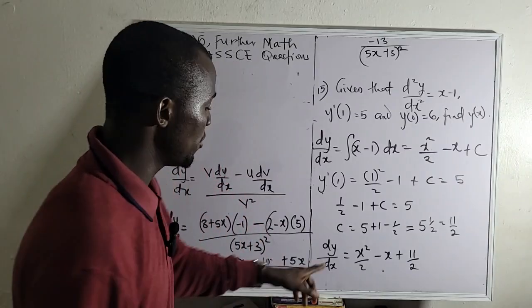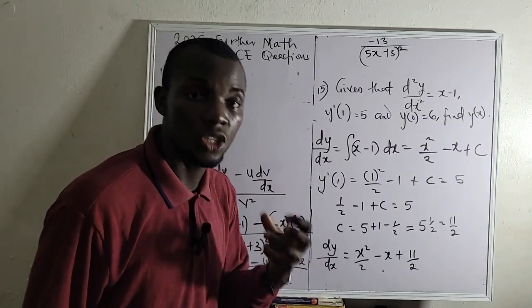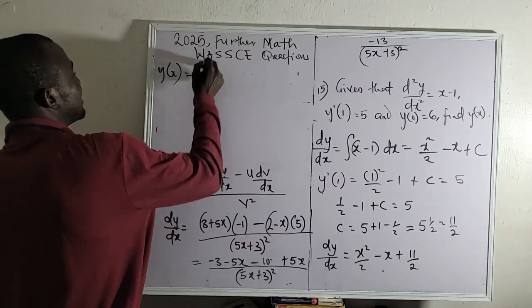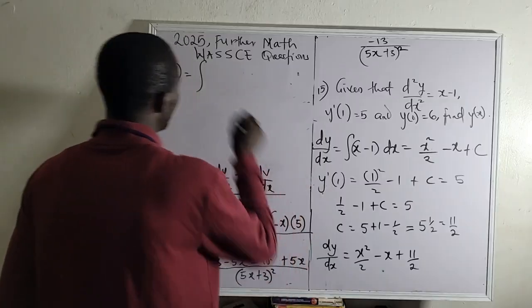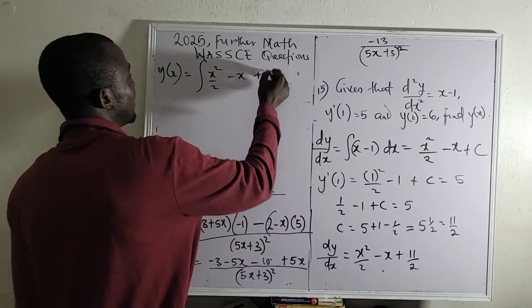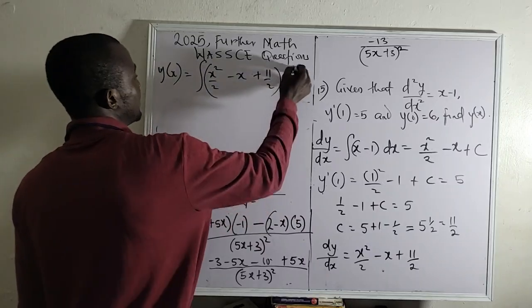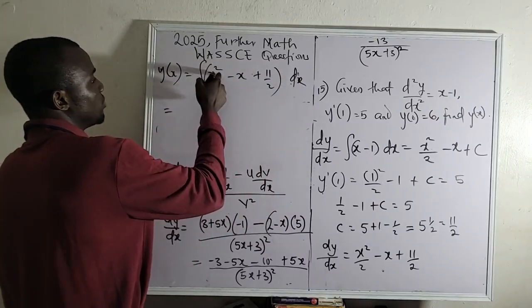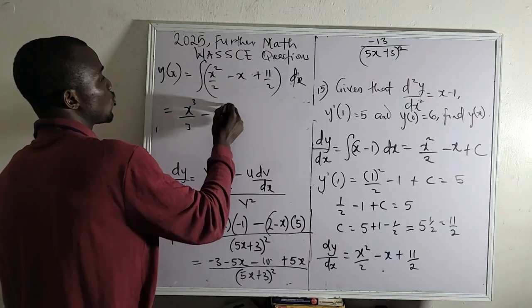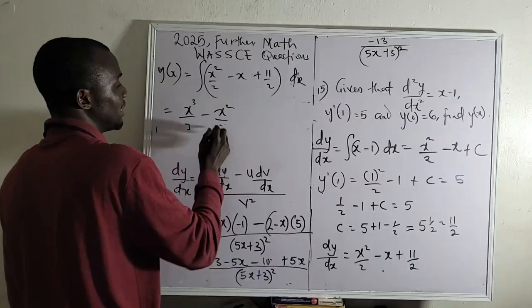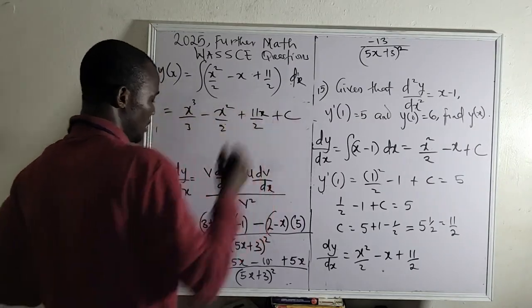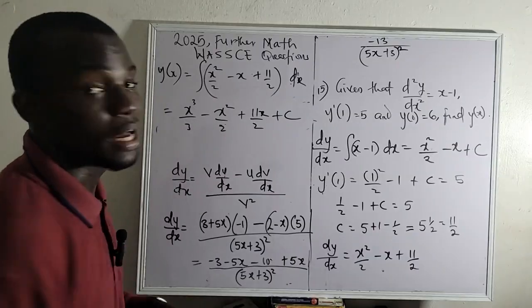So now I want to get the function. The function y of x will also be the integral of this: x squared over 2 minus x plus 11 over 2 dx. Now, this one will become x raised to power 3 over 3. This will become x squared over 2, and when it is a constant, it will have a variable x beside it, 11x over 2, plus the arbitrary constant. That's what we are going to get.